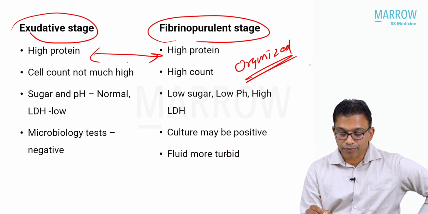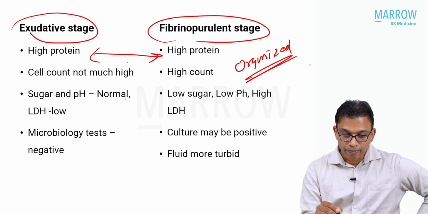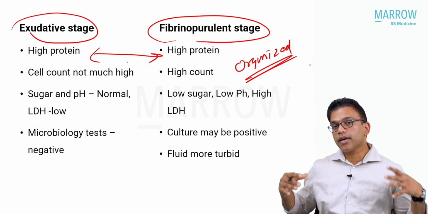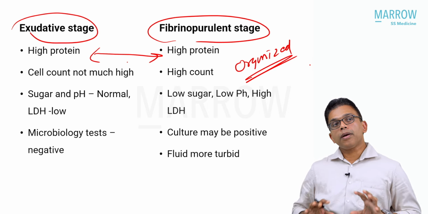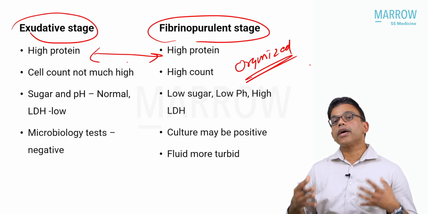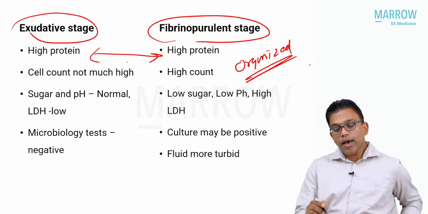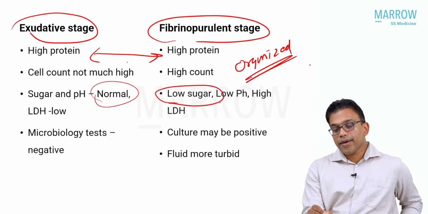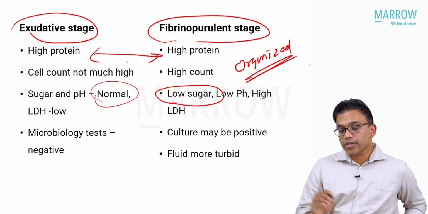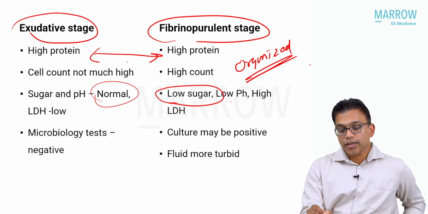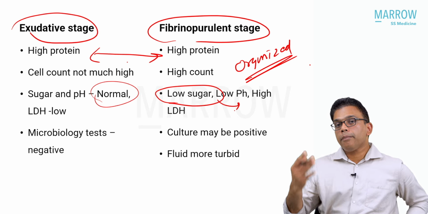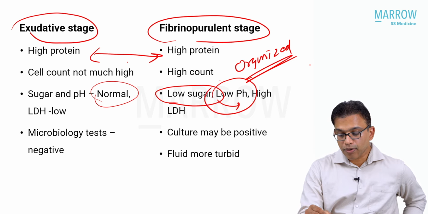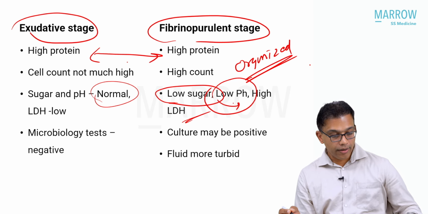And most of the time it will have a high neutrophil count. The counts will be very high. As for the sugar and pH, there may be bacteria which may or may not be identified in the culture, but most of the time there are microorganisms which consume the sugars for their metabolism, so the sugar will usually be low. In the initial stage it can be normal, and when it progresses to the fibrinopurulent stage, the beginning of the phase of empyema, the sugar will be low, and since the bacteria metabolize it and form lactic acid, the pH will be low and the LDH will also be very high.